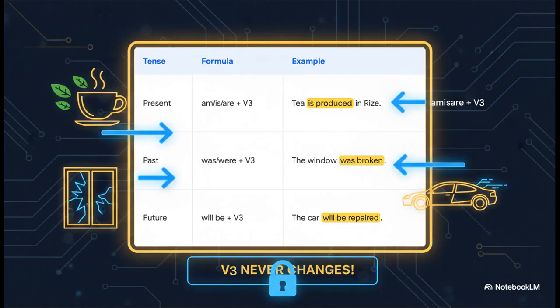Okay, so how does this secret formula actually work out in the real world? Let's check out this table. For the present tense, that be verb just becomes am, is, or are. So you get something like, tea is produced in Rize. Easy enough. For the past, be turns into was or were, like the window was broken. And for the future, it becomes will be, as in the car will be repaired. See the pattern? The be part changes depending on the time, but that V3, the third form of the verb, that never changes. It's our one constant clue in every case.